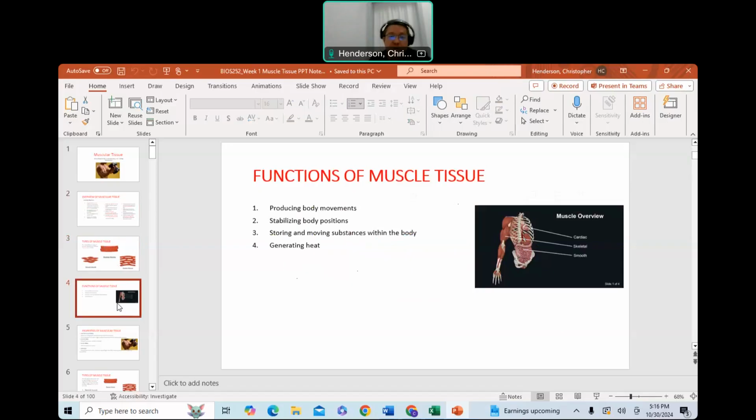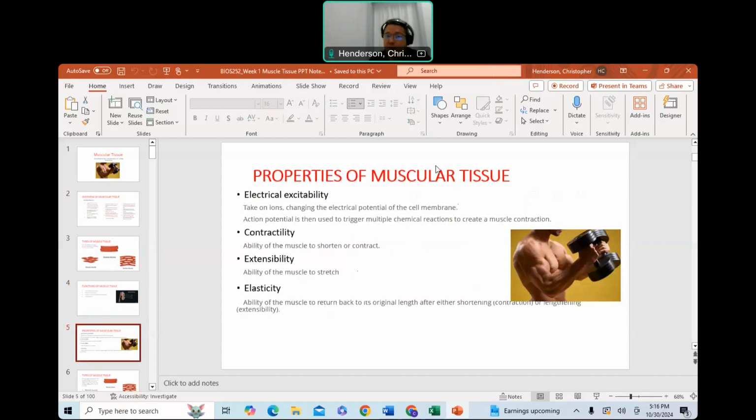Know all four and be able to articulate what those are. And this makes sense. Producing movements, that's what skeletal muscle does. Stabilizing, that's postural stuff. Storing and moving substances within the body. Well, you can move stuff in the body through smooth muscle. You can also generate heat. You can move blood by contracting the heart. So make sure you know those.